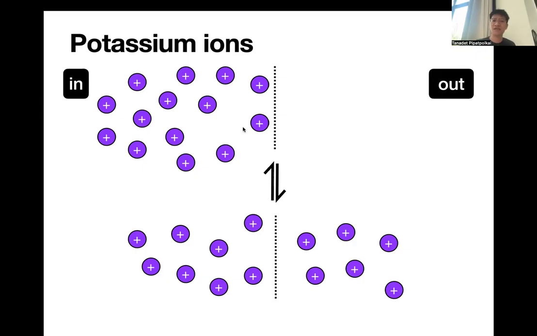Of course, inside of a cell, we know that there are more positive ions, and that's because there are other negatively charged molecules inside of a cell as well. Those are DNA or some inner leaflet lipids, which are negatively charged.